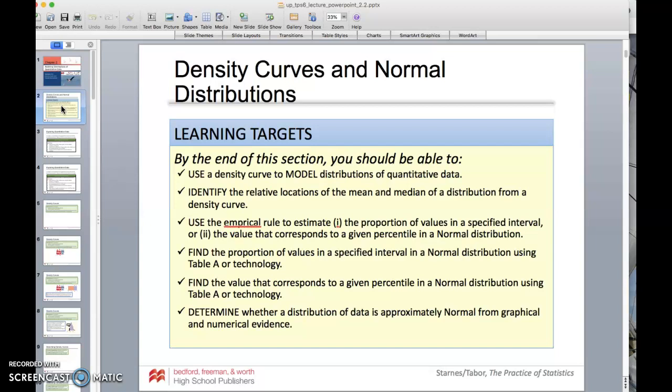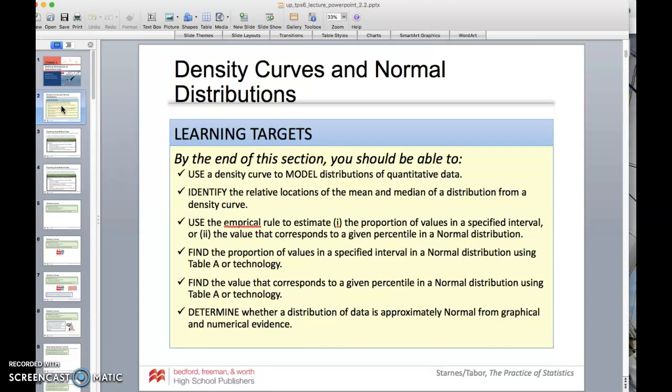The first part that we're going to use today is we're going to use the density curve to model distributions of quantitative data. We're going to identify the relative locations of the mean and median from a density curve, and then we're going to use the empirical rule, a little typo there, sorry, to estimate the proportion of values in a specified interval, or find the value that corresponds to a given percentile in a normal distribution. That's where we're going to stop.